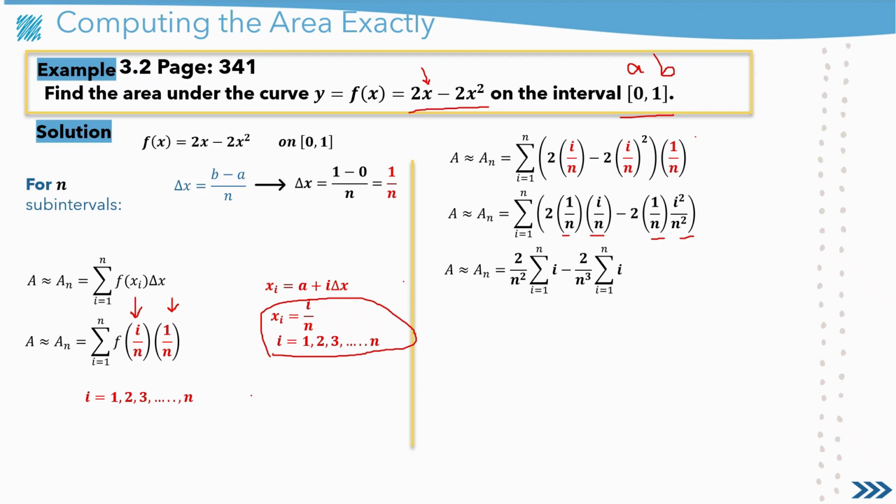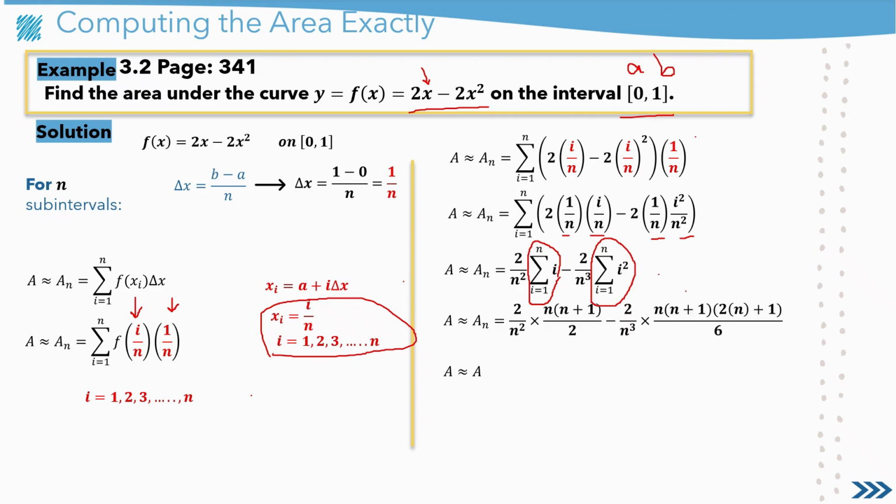Here we need to remember the formula, sum of the first n natural numbers. What is it? Exactly, n into n plus 1 over 2. And what about the formula of sum of the squares of the first n natural numbers? Very good. n into n plus 1, 2n plus 1 over 6. So once you substitute those two formulas, after that you can simplify.